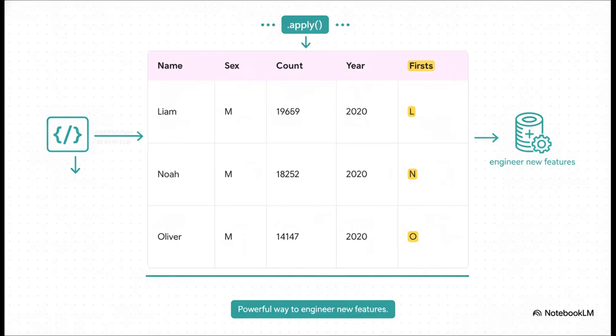And the magic behind this transformation is a method called apply. What we do is we write a tiny function that just says, for any name you're given, just give me the first letter. Then, we apply that function to every single one of the millions of names in our name column. And the result is a brand new column, which we'll just call firsts. This whole process is a really fundamental part of data science called feature engineering. It's all about creating new, useful information from what you already have.